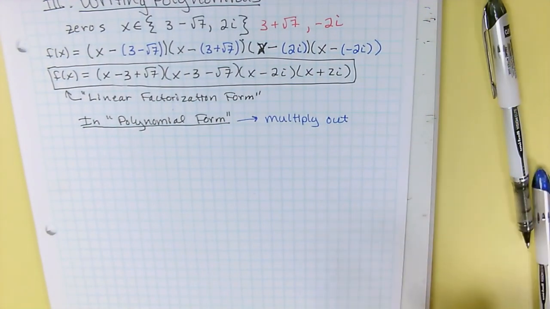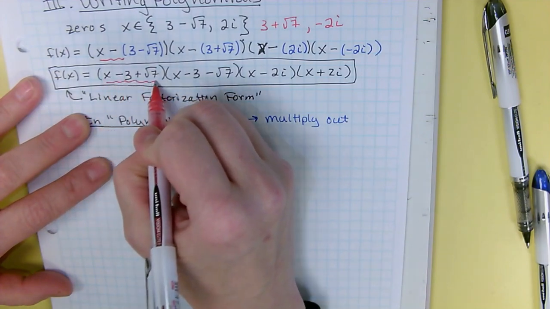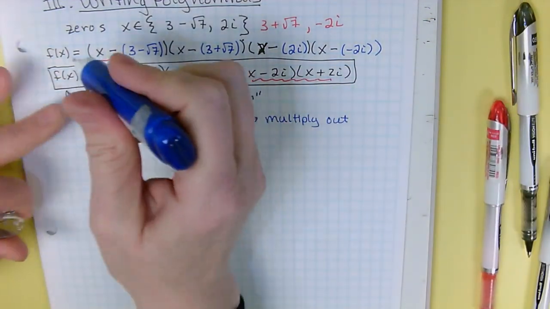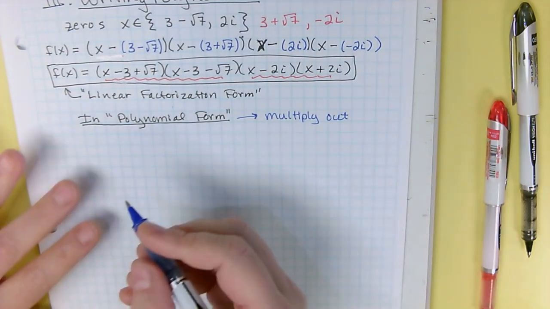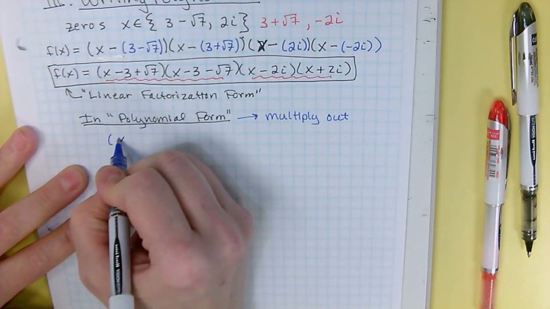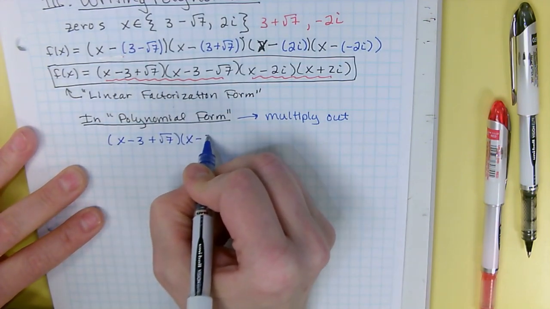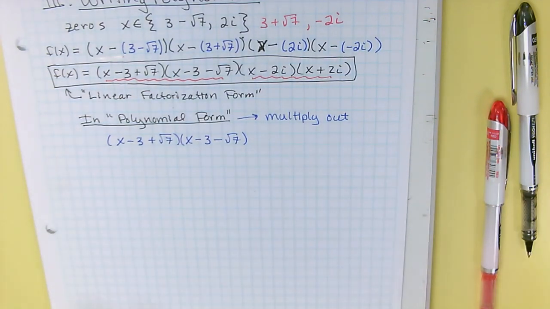Okay, so there are easier and harder ways to multiply out. One of the easier ways to do it is to multiply the conjugate pairs first, and then multiply what you get together, because a lot of terms drop out when you multiply a conjugate pair. So we're going to multiply the first pair: x minus 3 plus radical 7, x minus 3 minus radical 7. We're just going to multiply that pair together.